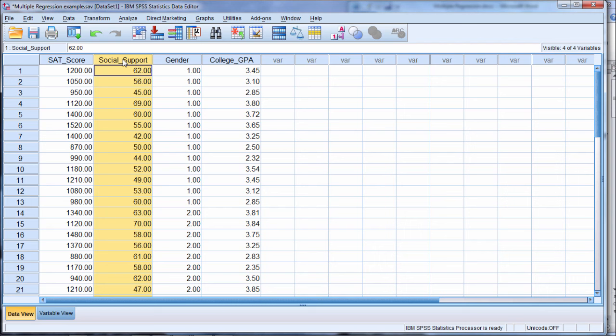Social support is a measure of how much support a student felt that they received from others, where higher scores indicate greater support. And that was taken in the first year in college. And then gender, our dichotomous variable, where one is male and two is female. And then the variable college GPA was the GPA after the first year in college.